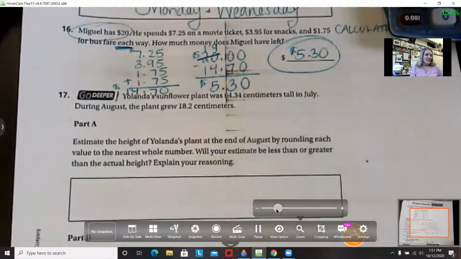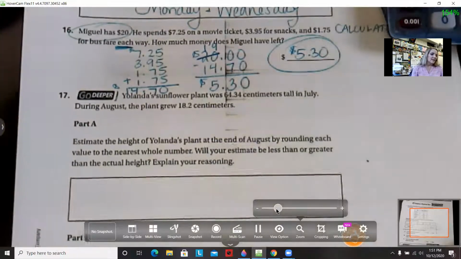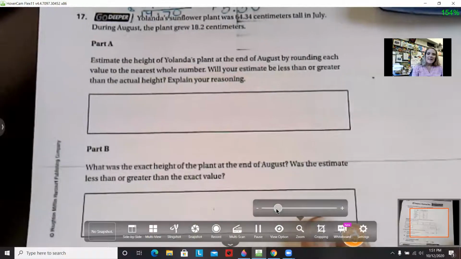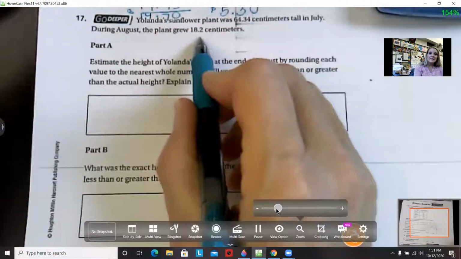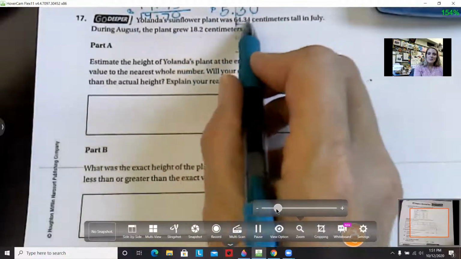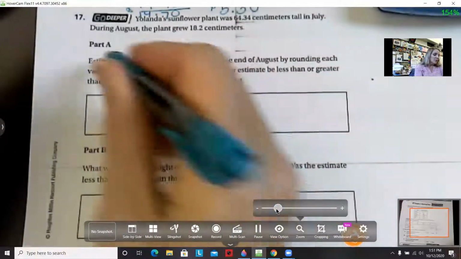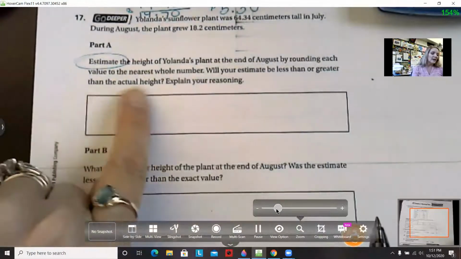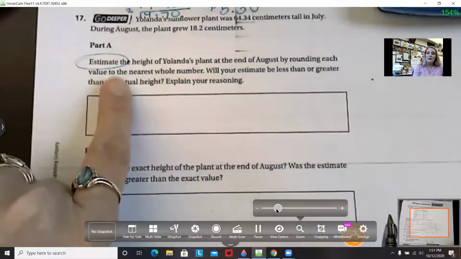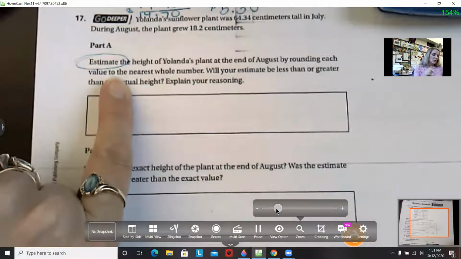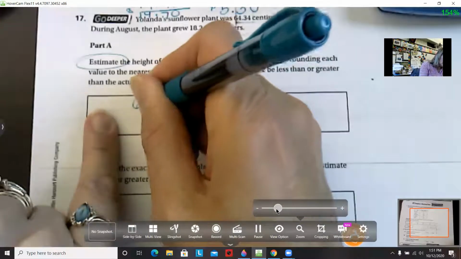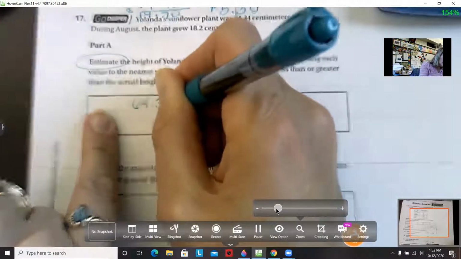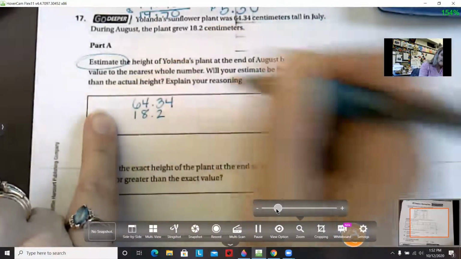All right, darlings. Number 17. Yolanda has a sunflower plant. It was 64 and 3/10 centimeters tall in July, and during August it grew 18 and 2/10 centimeters. So it was this and it grew this much more. The first part, A, says estimate the height of Yolanda's plant at the end of August by rounding each value to the nearest whole number, the ones place. Okay, so let's do that. Let's write both numbers here, 64 and 3/10. And underneath it, write 18 and 2/10.